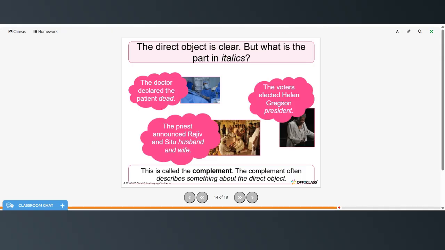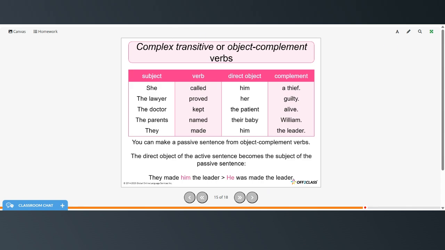So the direct object is clear, but what is the part in italics? So here, patient is the direct object, Helen Gregson is the direct object, and Rajiv and Sita are the direct object, but these words in italics, those are what are called complements, and the complement often describes something about the direct object. They actually could be considered an adjective in a way.